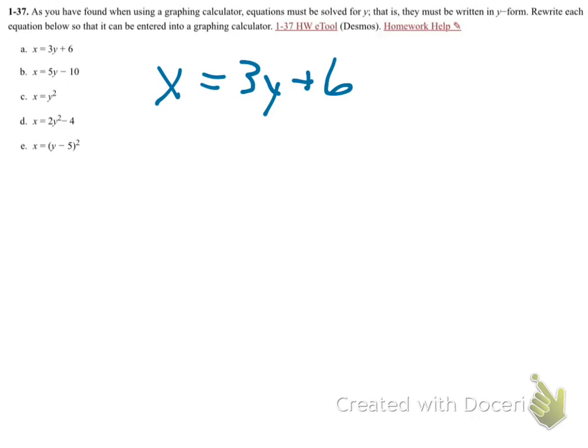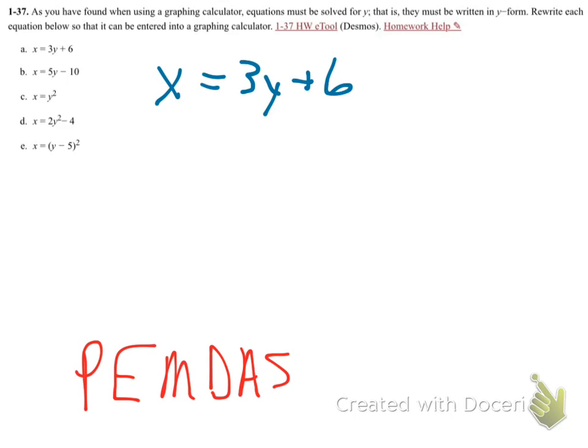So when we're doing these, all we're going to do is essentially PEMDAS backwards. PEMDAS is parentheses, exponent, multiplication and division, add and subtract. So normally when we're simplifying, we go this direction. However, when we're solving for a variable, we're actually going to go in the other direction.